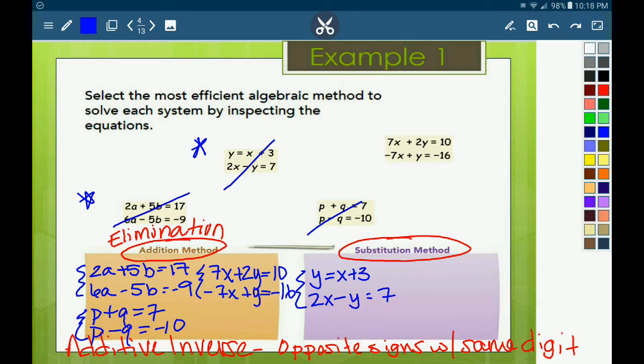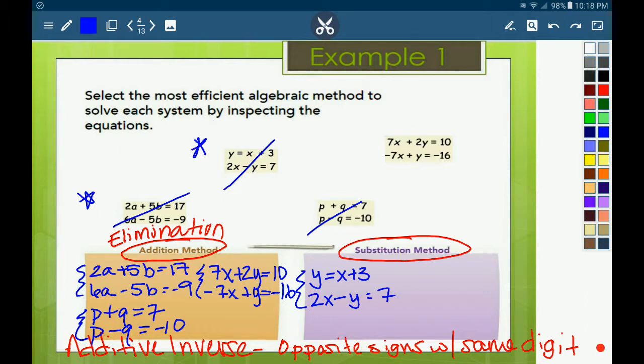Now, the reason why I'm having you practice placing these systems in different categories is because when you look at a system, you need to make a choice of which method is going to be the most efficient, which method is going to save you the most steps. Now, substitution method has a lot of steps, so we should probably, after this, take a look at how many steps it would take to do something like the elimination addition method.